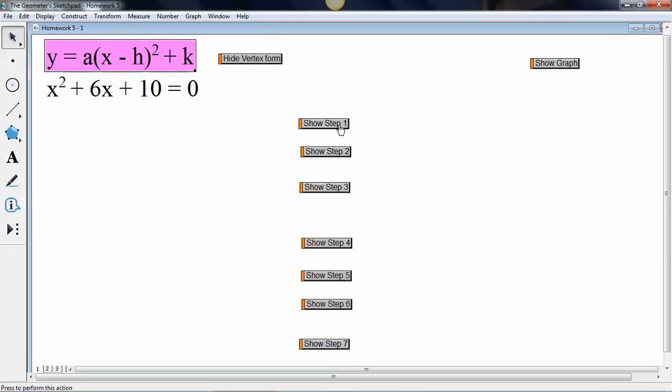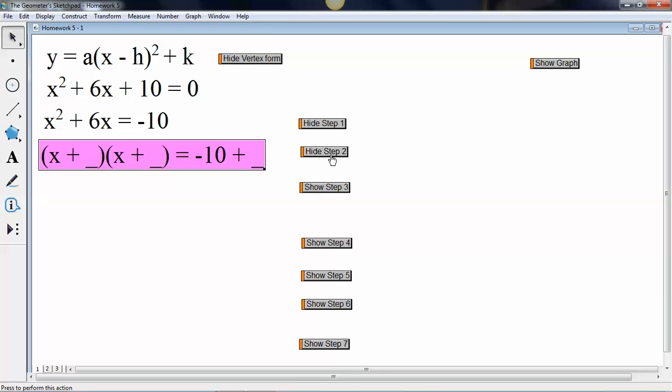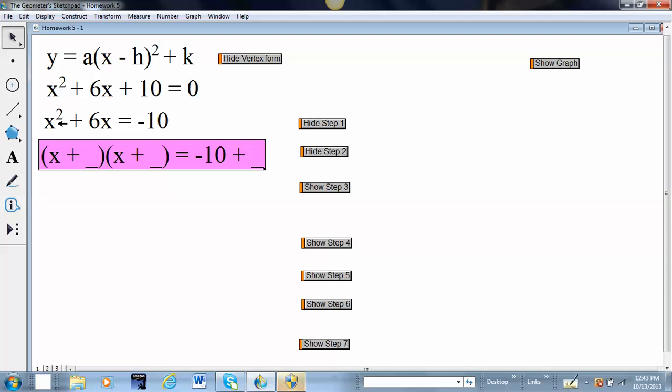Now, the first thing we're going to do is, what I like to do is bring this 10 over to the right side so we just have the x components on the left side. Then this is pretty much the hard part: we're going to try to turn x squared plus 6x into two quantities that equal each other. So we're going to have x plus something times x plus something, and we're going to have the x's here because we're going to multiply the two x's and get this x squared. But what are we going to have in these spots?